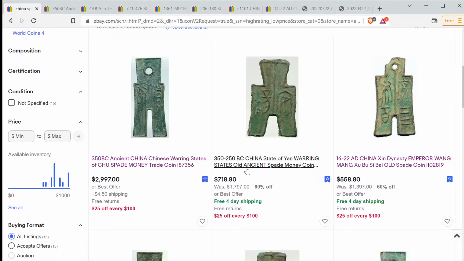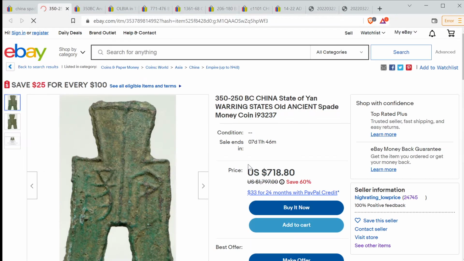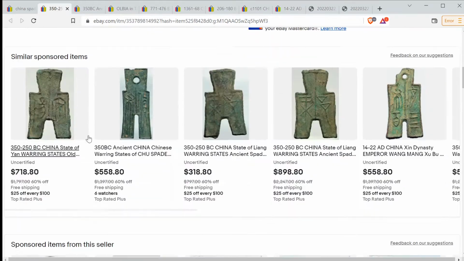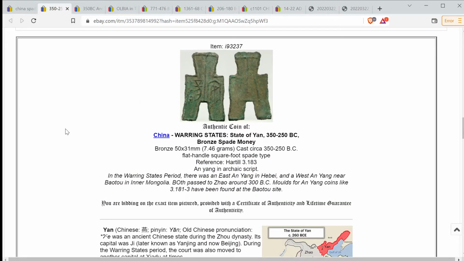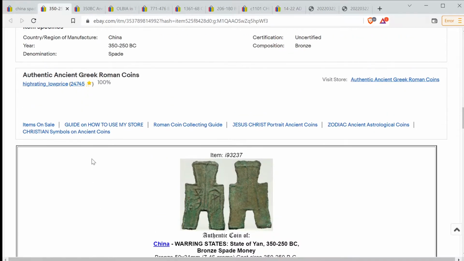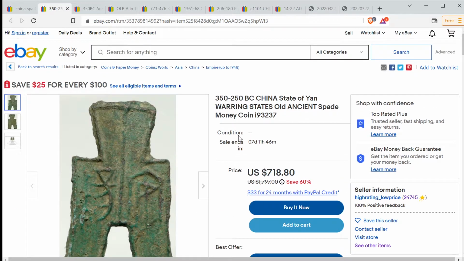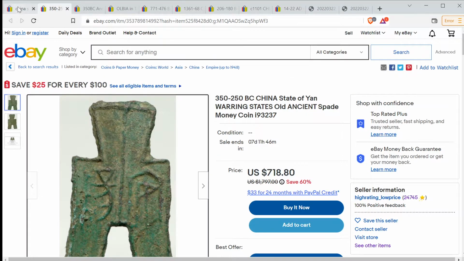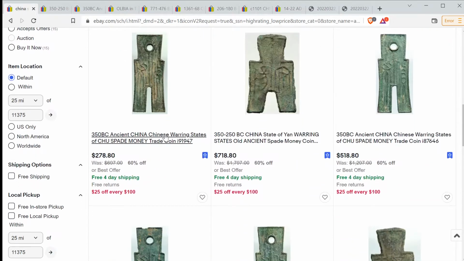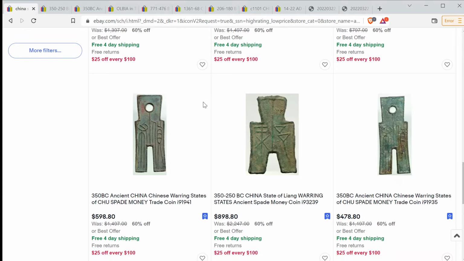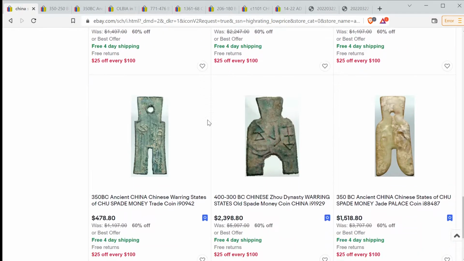So let's check out this guy, 300 Warring States. That's interesting. Look at that. Okay, so this is called spade money. They would issue these different types of coins in the shape of spades. I have a couple even more rare ones. This is a worthwhile thing to explore because these are all very interesting on their own.